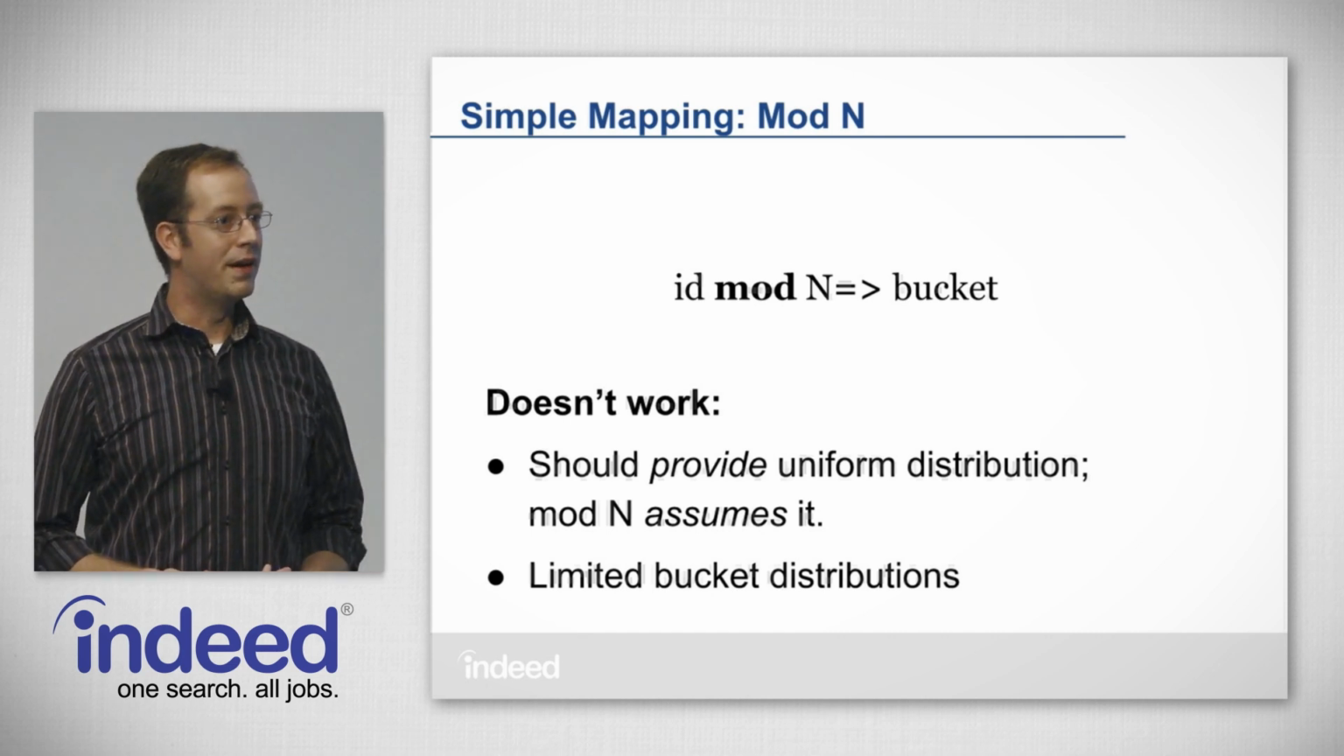You also have very limited bucket distributions. If I want 2 equal groups, 3 equal groups, 4 equal groups, fantastic, I'm in. If I want anything more complicated than that, no way to do it this way. So let's try a little bit more complicated approach.